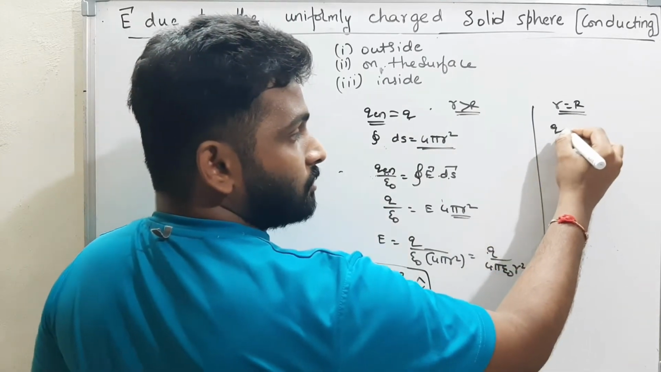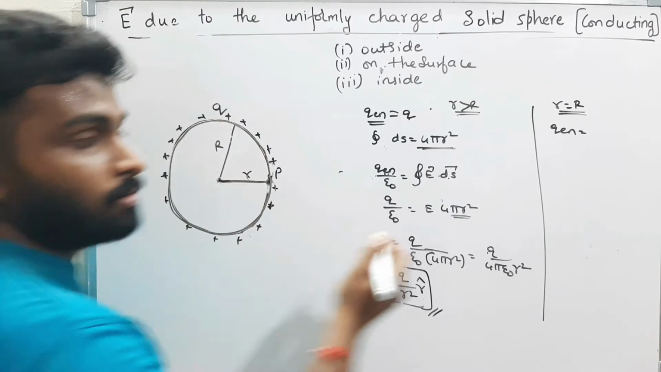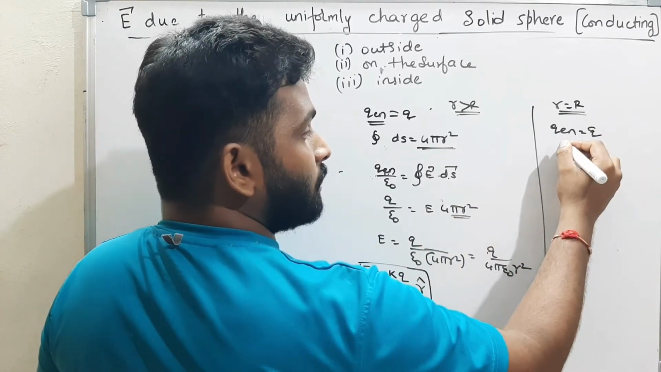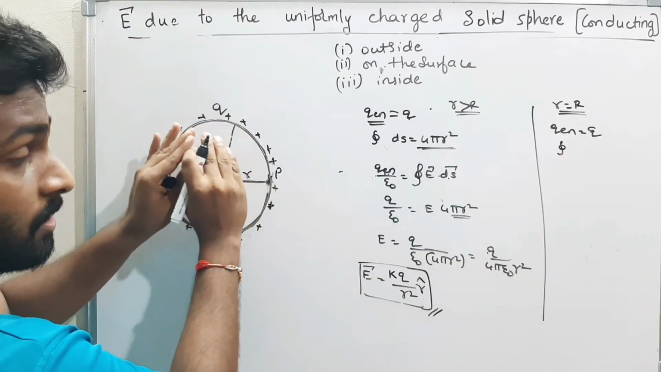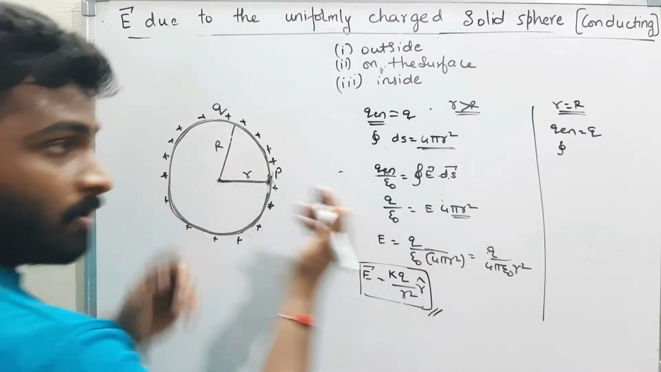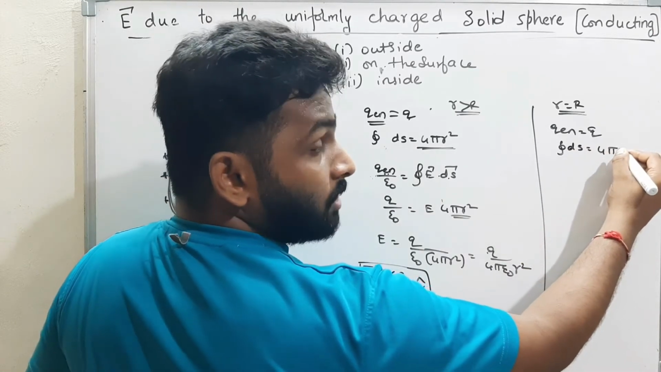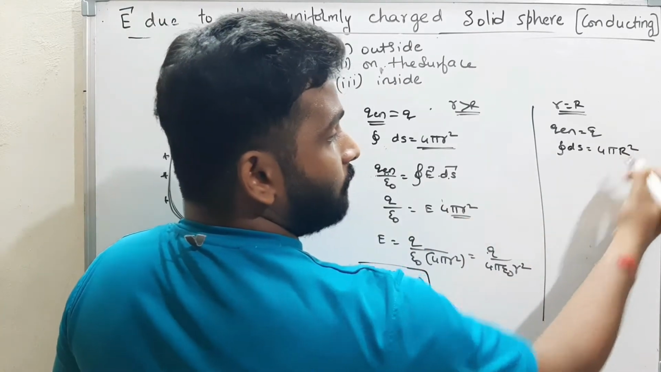What is the charge enclosed? What is the charge present in this Gaussian surface? That is Q. Next, what is the area of the Gaussian surface? The surface area of the Gaussian surface is how much? 4 pi small r square. Here small r and capital R are both the same. Therefore, 4 pi capital R square.